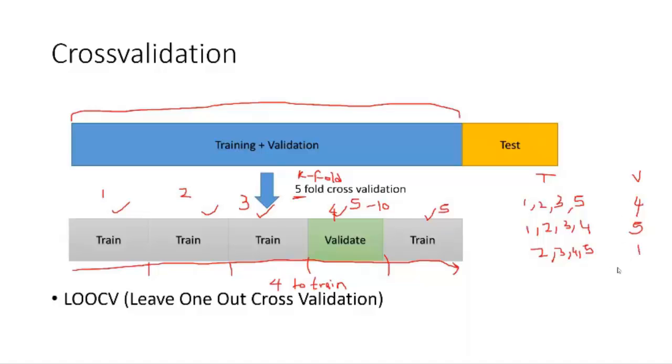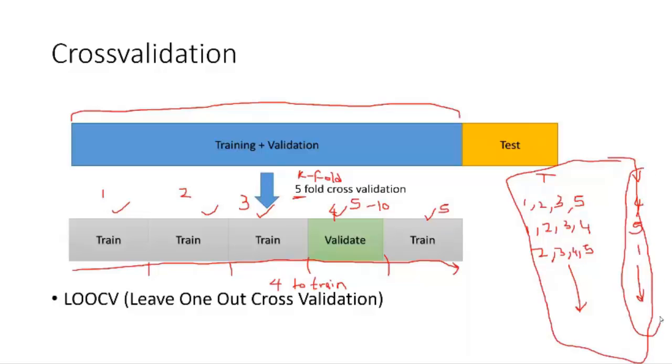And like that you'll keep going till you've done all the 5 combinations where you would have validated on a separate bin. And you take the cumulative validation results to make decisions in terms of validation. And so this is called k-fold cross-validation.